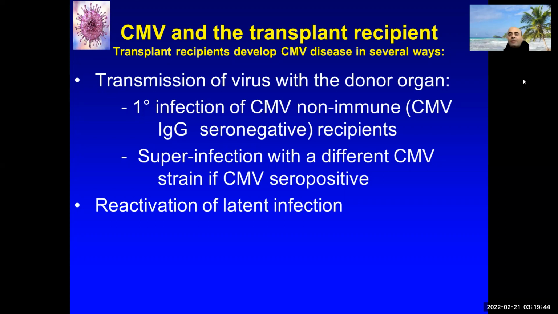CMV and the transplant recipient. Transmission of the virus with the donor organs; primary infection of a CMV non-immune patient, who was not infected before, is a risk factor also; and superinfection with different CMV strains if seropositive, or reactivation of latent infection. CMV disease can develop in our recipient either from primary infection, superinfection, or reactivation of latent infection.